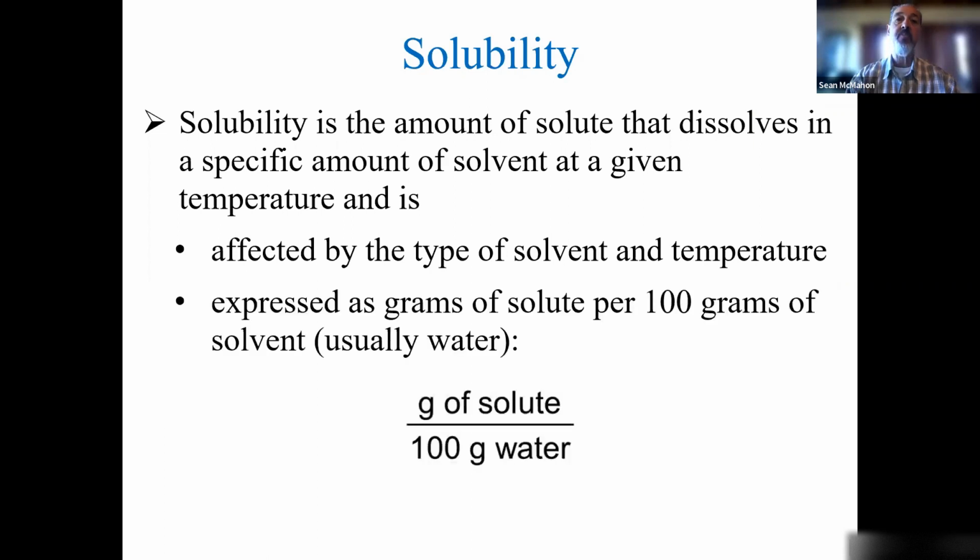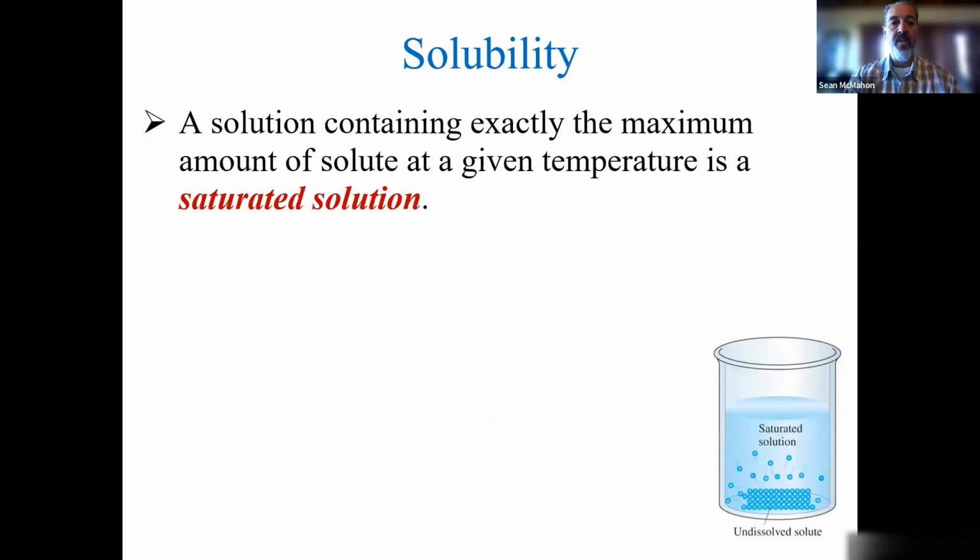We can express solubility as the grams of solute per 100 grams of solvent. Remember, the solute is what's being dissolved, the smaller quantity. And water is the universal solvent. It's really abundant, so typically when they say 100 grams of solvent, they're really talking about 100 grams of water.